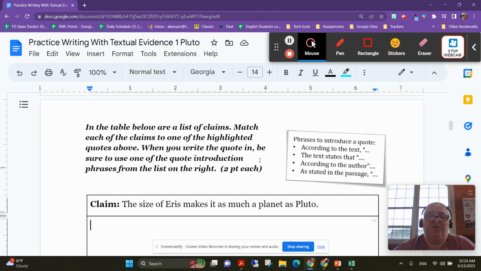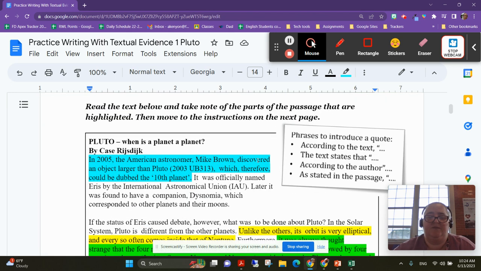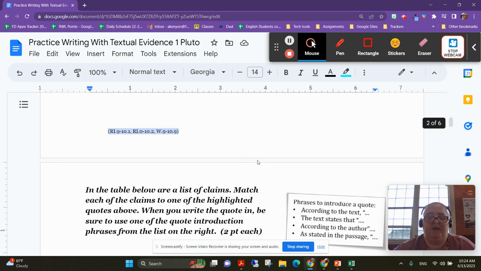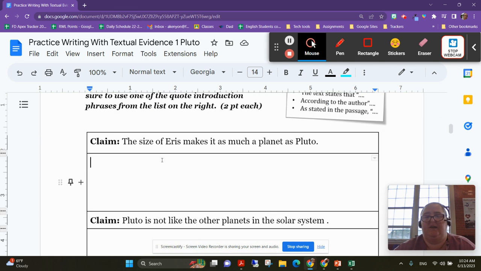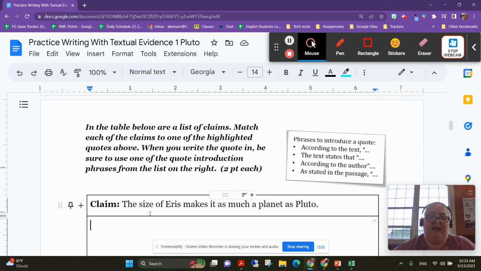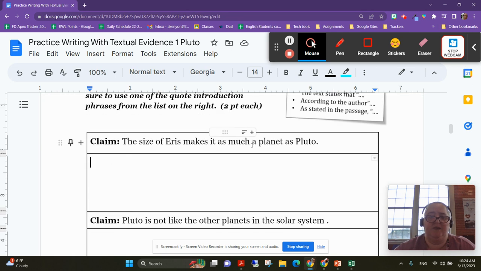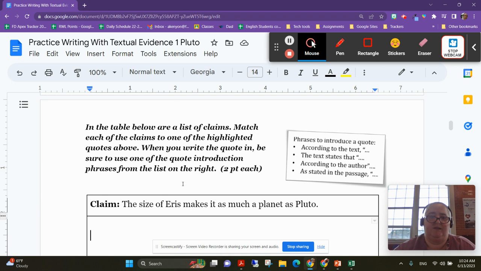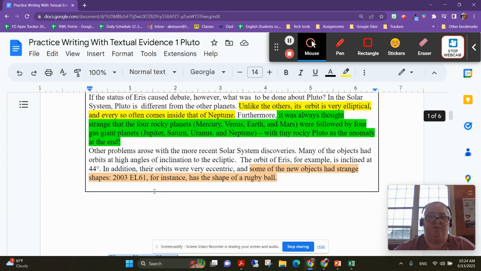Okay, so what we need to do is answer some questions about this. So I'm going to pretend my first question is, why did Eris create a problem for Pluto? So my claim is the size of Eris makes it as much a planet as Pluto. That's the claim I'm making. And in order to back up this claim, this is the part that you will write. When you do the EOCs, you'll actually be writing this answer to this question, and then you add your textual evidence. But I'm giving you the claim. I'm only asking you to do the textual evidence part of this.